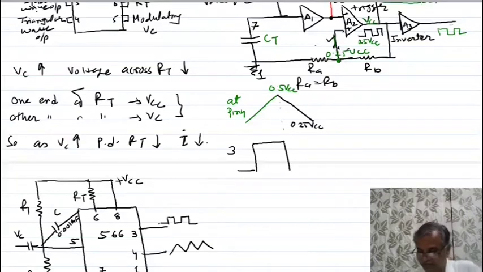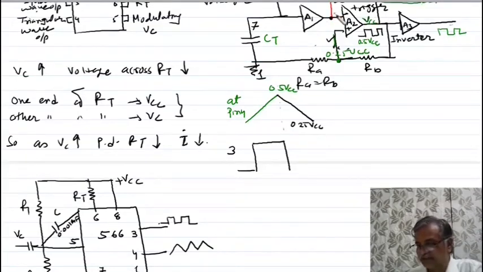Look again at what I am discussing. When this voltage is more than 0.5 VCC, immediately the output of the Schmitt trigger is low. As the output of the Schmitt trigger is low, this voltage becomes 0.25 VCC. As a result, the capacitor starts discharging. The capacitor voltage rises from 0 to 0.5 VCC, and the output of the Schmitt trigger is high.